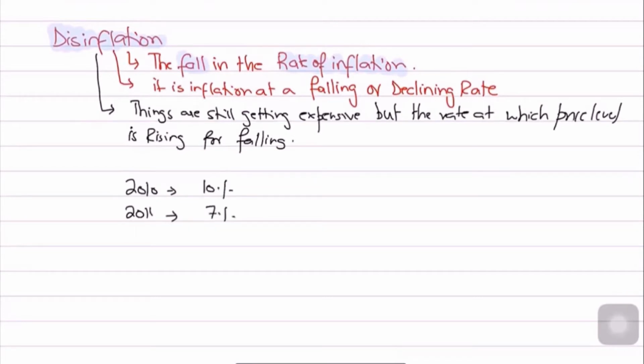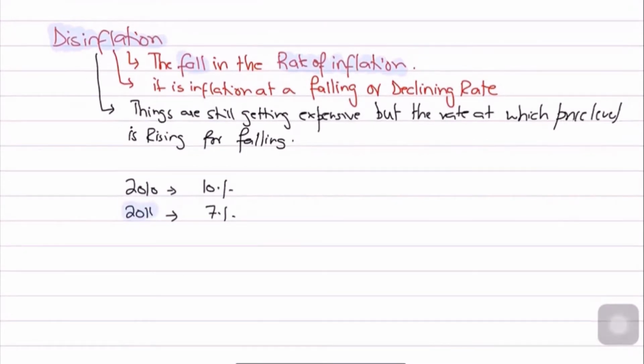Now, if I ask you that were things cheaper in 2011, a lot of students will say yes, things became cheaper in 2011. But that's wrong. Things did not become cheaper in 2011. In fact, if I ask you, guys, that in which year were the things the most expensive, the answer would be that things were most expensive in 2011. Because now I'll tell you why.